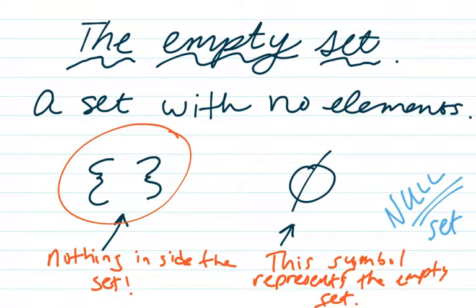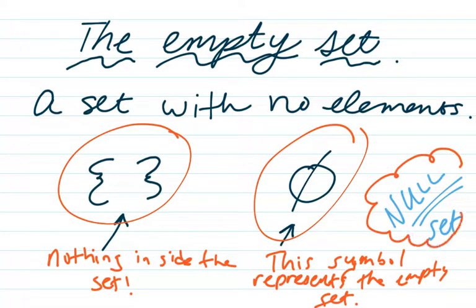Another way is a symbol that represents the empty set. So this symbol represents the empty set. And oftentimes it is also called the null set. So this must be very, very important because it has many names and ways to represent it. Okay? So the empty set is important.